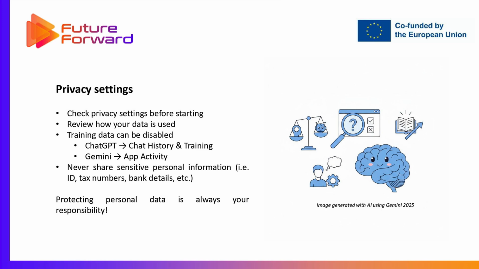Before you begin using the tools, take a moment to check the privacy settings. Look for the Settings icon, usually a small gear or 3 dots, or for a lock symbol. This is where you can see how the AI handles the information you type or upload. Many AI tools use your conversations to improve their system. This is called training data. If you prefer more privacy, both ChatGPT and Gemini allow you to turn this off. In ChatGPT, look for Chat History and Training and switch it off. In Gemini, look for App Activity and disable it. Doing this prevents the AI from saving or using your future conversations for training.